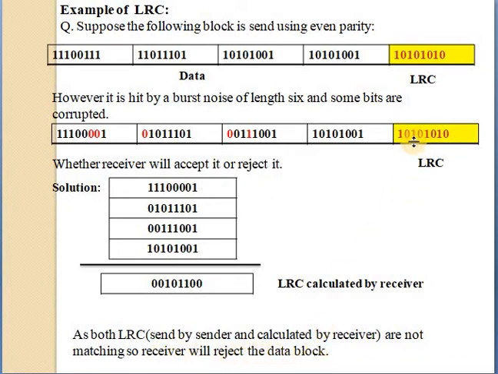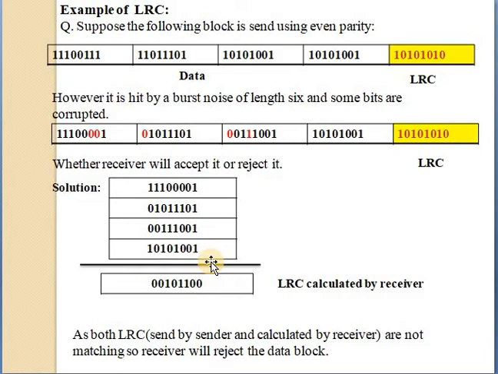Here the LRC is 10101010. This is the LRC sent by the sender. But the LRC calculated by the receiver is 00101100. These two LRCs do not match. This is the LRC sent by the sender and this is the LRC calculated by the receiver, which is not matched, so the receiver will reject the data block. It means there are some errors in that data.